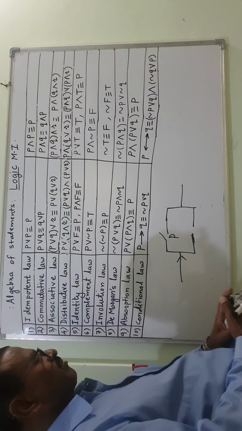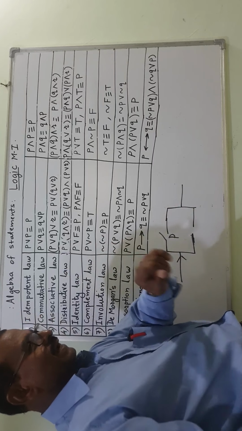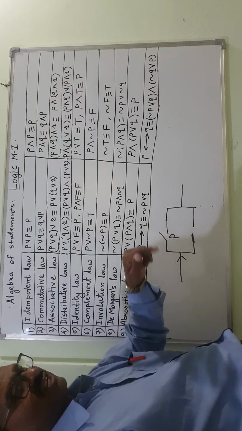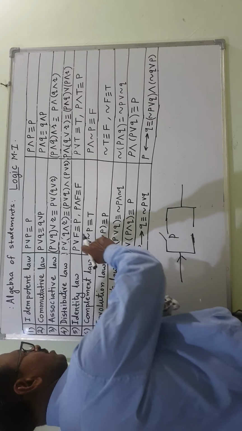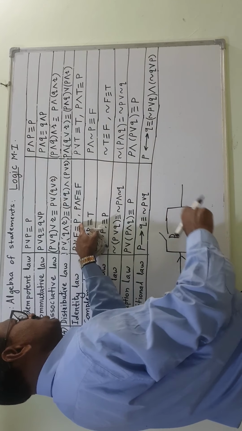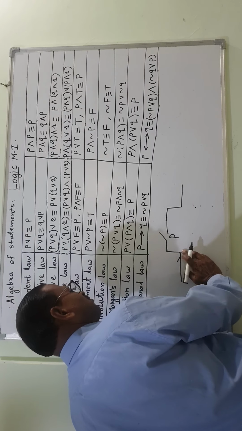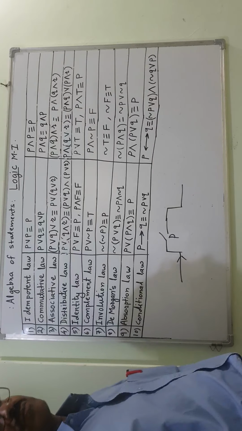So, what is the meaning of this? If this is on, it will go. If this is off, it will not go. Means entire condition will depend upon the switch P. So, for this, P or F is nothing but a single switch P. Means remove this wire. Why unnecessarily put the wire? This is the meaning of this.